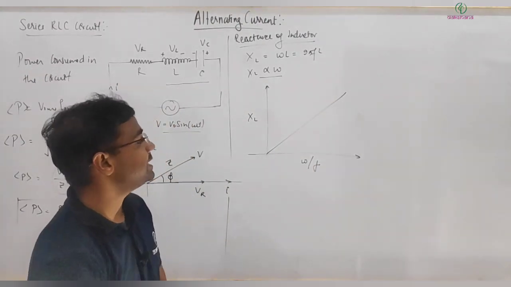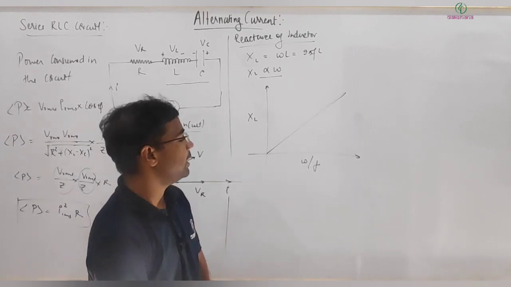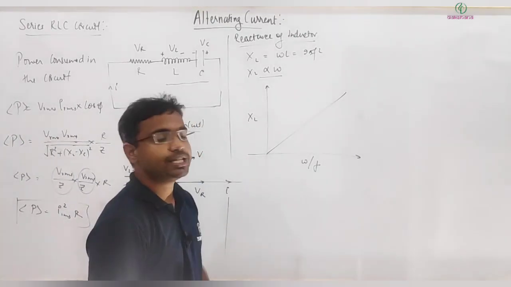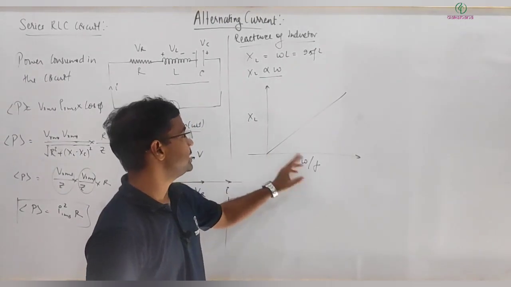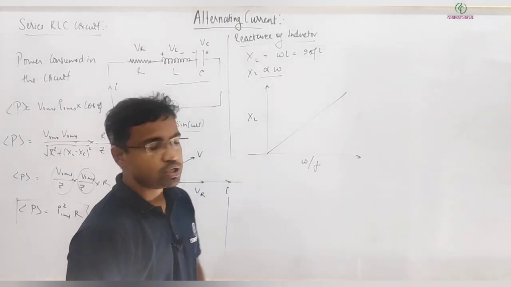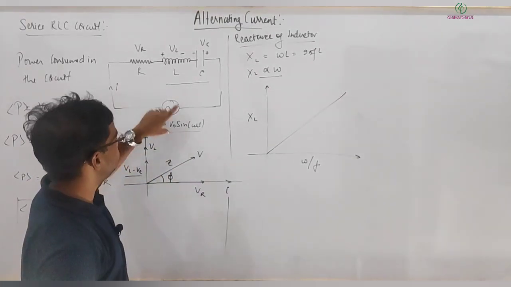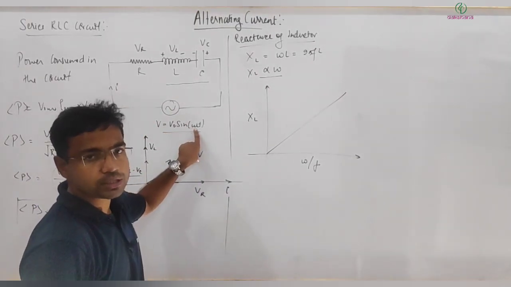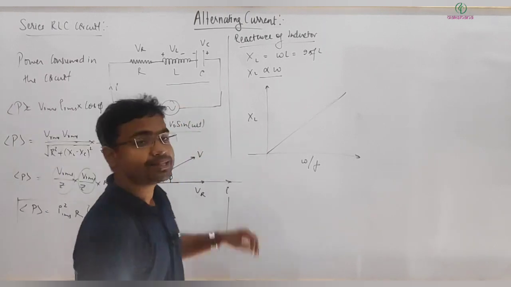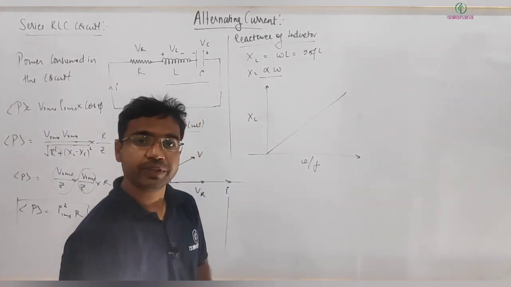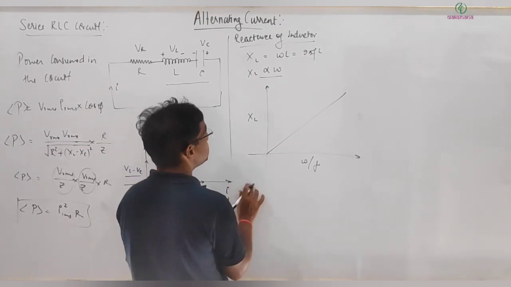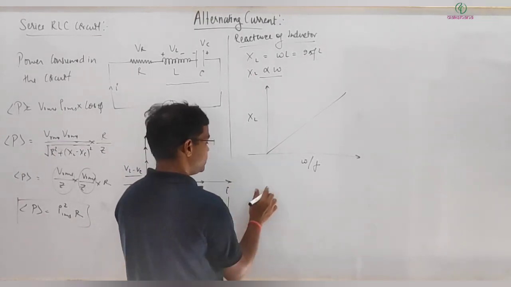Clear? So here if we are changing the angular frequency, and if it is increasing, then XL will be increasing. For this circuit, if we are changing the source frequency, things will change here, and that is how your XL will change. Clear? So this is the variation of XL versus omega.